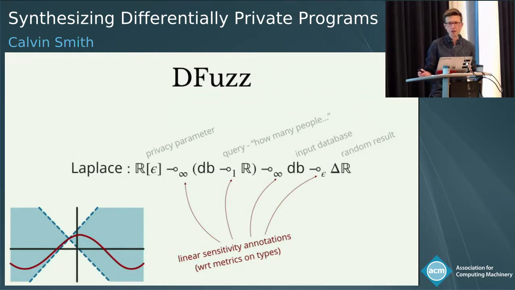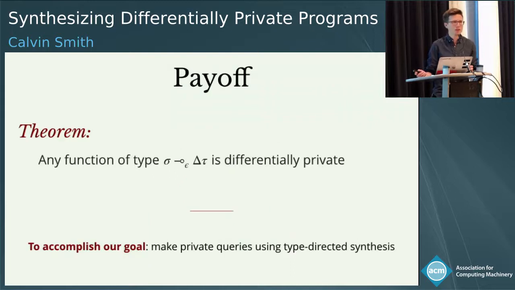Now, this is a lot of setup, but the payoff is quite something. DFuzz comes along with this very nice metric preservation theorem, which effectively for free gives us the fact that any function that has this particular type, it maps a sigma and is epsilon sensitive, to distributions over taus, is necessarily differentially private. Now, considering our robustness interpretation of differential privacy, perhaps this is no surprise, but it really gives us a tool by which we can get our hands on synthesizing differentially private programs.